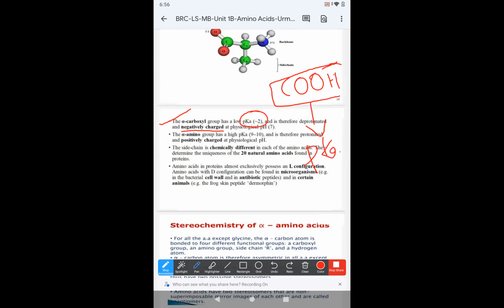Next, the alpha amino group has a high pKa, and therefore it is protonated and a positively charged molecule. Protonated is nothing but more H plus present here. More H plus means more pKa value. More H plus, more pKa.